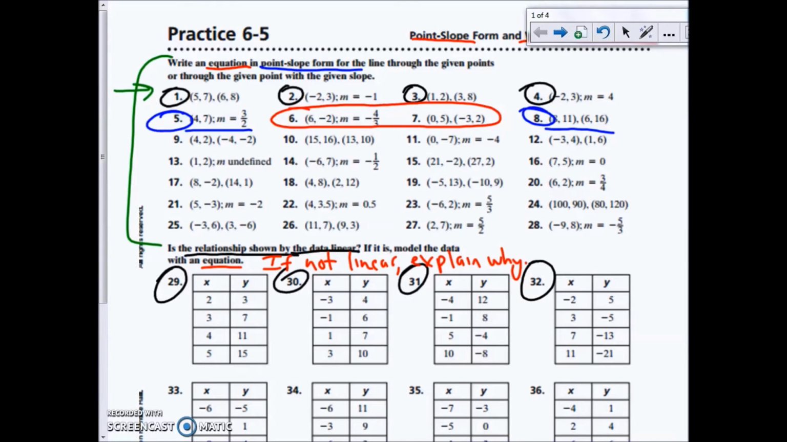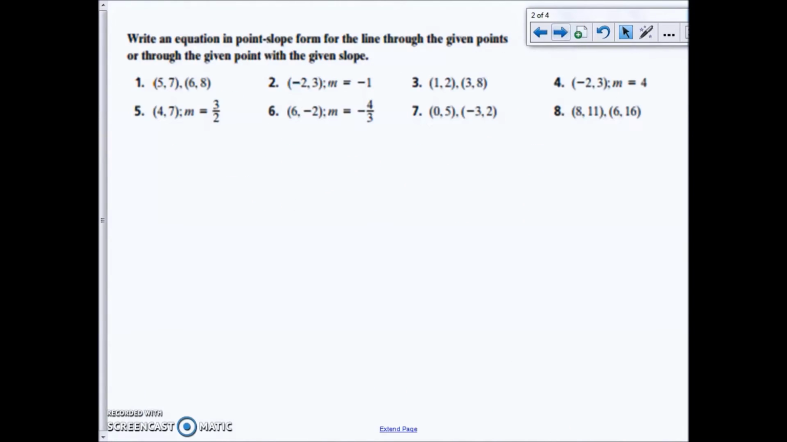But after watching this video, you should be able to do number 6 and 7, as well as 1, 2, 3, 4. But while you're watching the video, I'd like you to try 6 and 7. I will also post the solutions for number 6 and 7 for you, so that you can try those before you get started on 1, 2, 3, and 4. So let's go on and take a look.